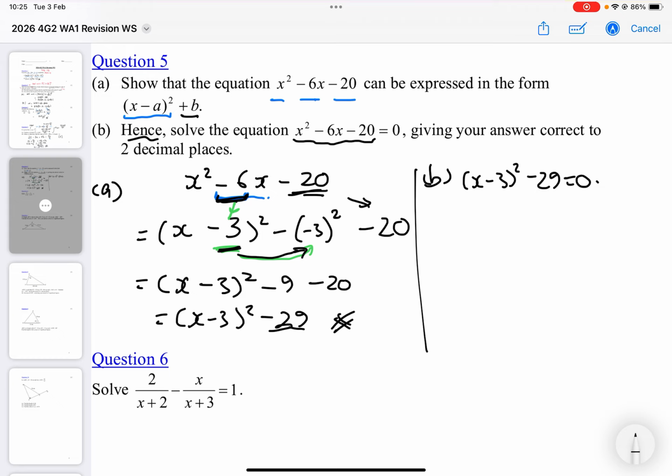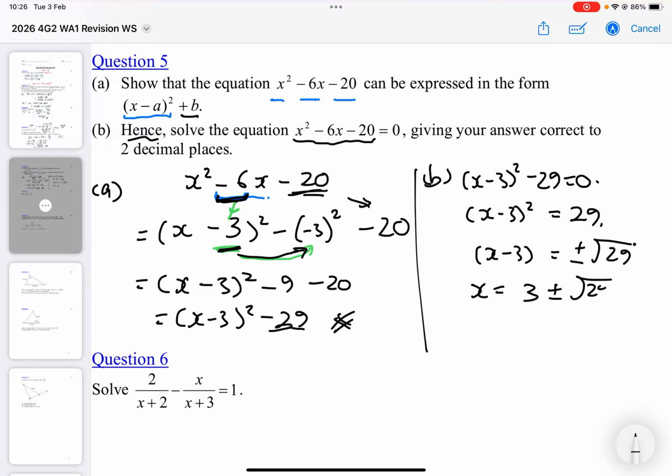Then can we solve this equation? Can. Quite easy already. I bring my number across. This bracket squared is 29. Meaning if I take square root to remove the square, I have to take square root on both sides. Then it will become square root of 29. But it can be a positive number, it can be a negative number. Then finally I add 3 to both sides. Key in calculator, I will have two answers. One is 3 plus square root 29. One is 3 minus square root 29.